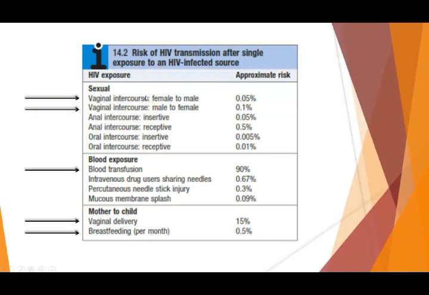So this is the summary of the risk of HIV transmission after a single exposure to an HIV infected patient. Vaginal intercourse, female to male, confers 0.05%. On the contrary, male to female confers 0.1%, so it's higher risk. Male to male is higher risk than female to male. Blood exposure confers 90% risk. Percutaneous needle injury, around 0.3%. Mother to child, vaginal delivery, 15%, and breast feeding around 0.5%, while peripartum it may reach 80%.